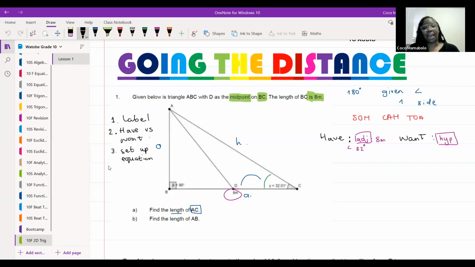All right, we're going to set up the equation. Remember, guys, we know that cos of the angle, we're just going to call the angle theta for now, is equal to adjacent over hypotenuse. So we now know we have our angle. So we're going to go cos of 32 degrees is equal to adjacent, which is 8, over hypotenuse, which is AC. Good. All right. So what is our next step from here?